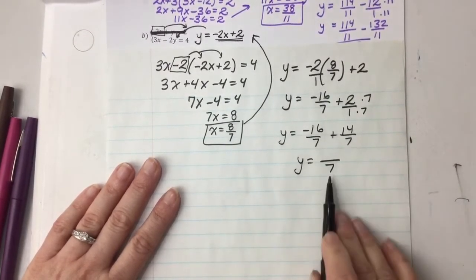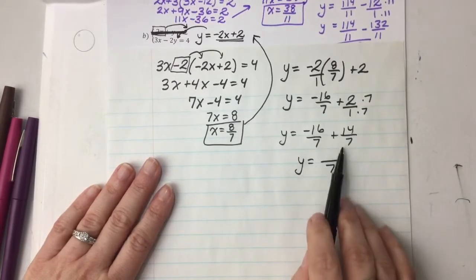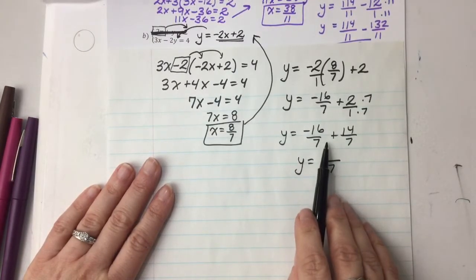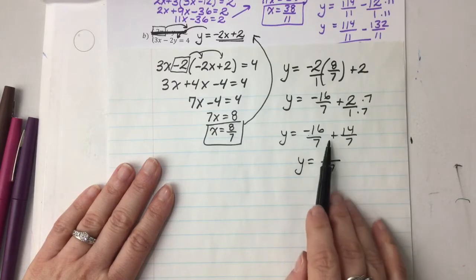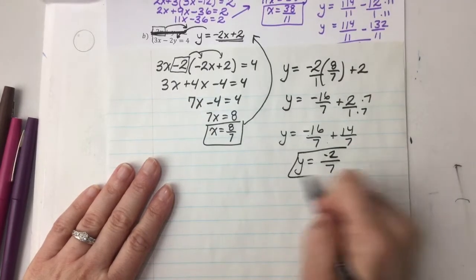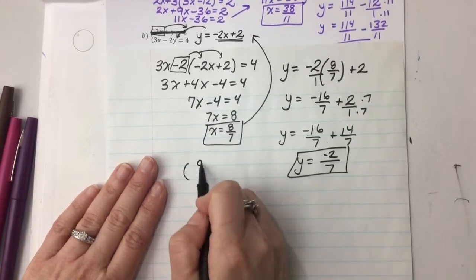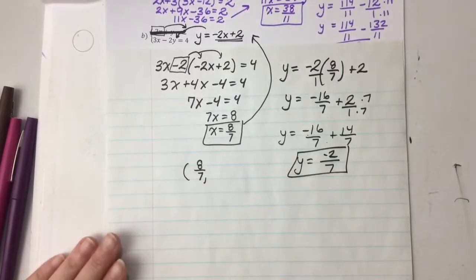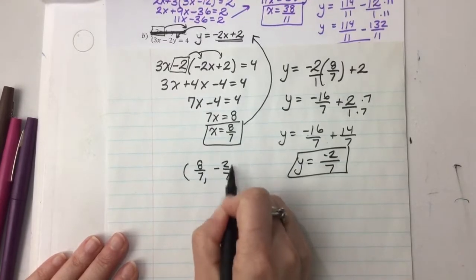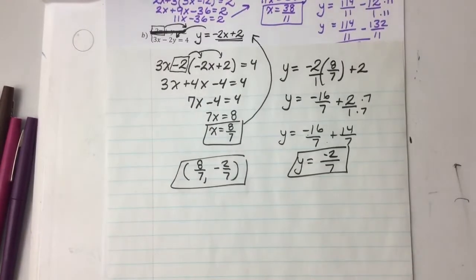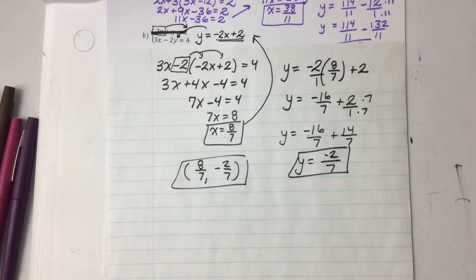When you're adding fractions and you have a common denominator, the common denominator stays. What you're adding are the numerators. Negative 16 plus 14 is negative 2. Now I know what x is, I know what y is. You can write your ordered pair. So you would go to the right 8/7. You would go down 2/7. That is your solution. That's the point of intersection. So there are two examples of the substitution method.